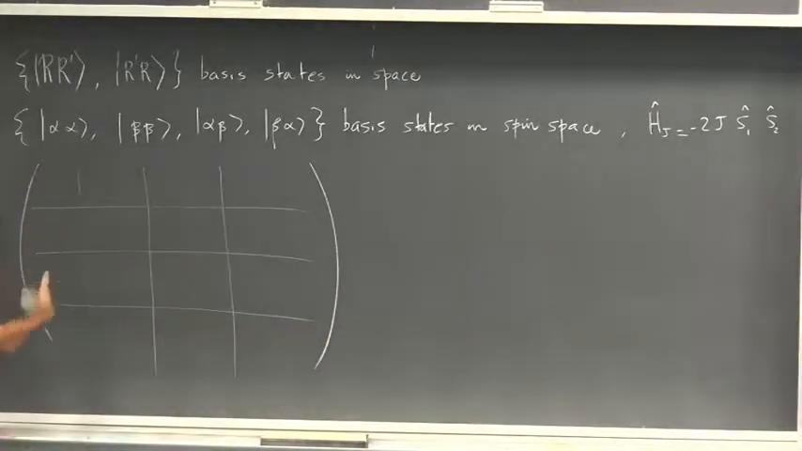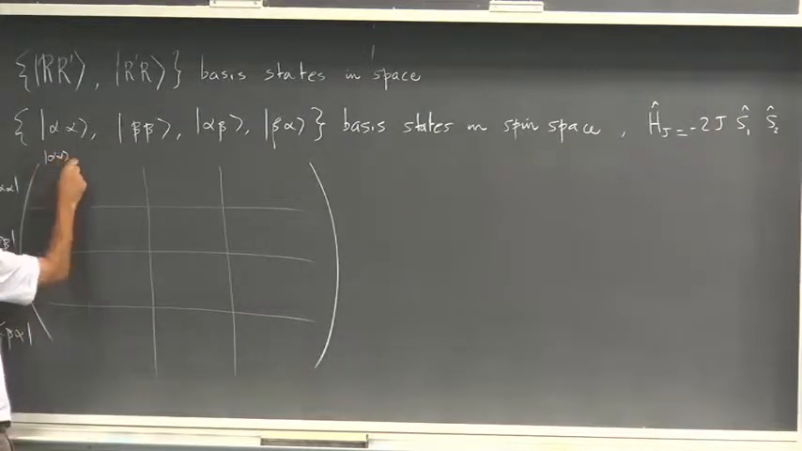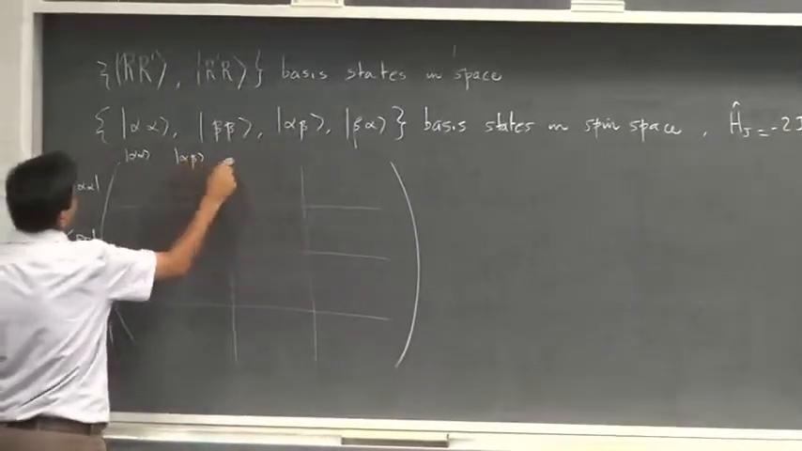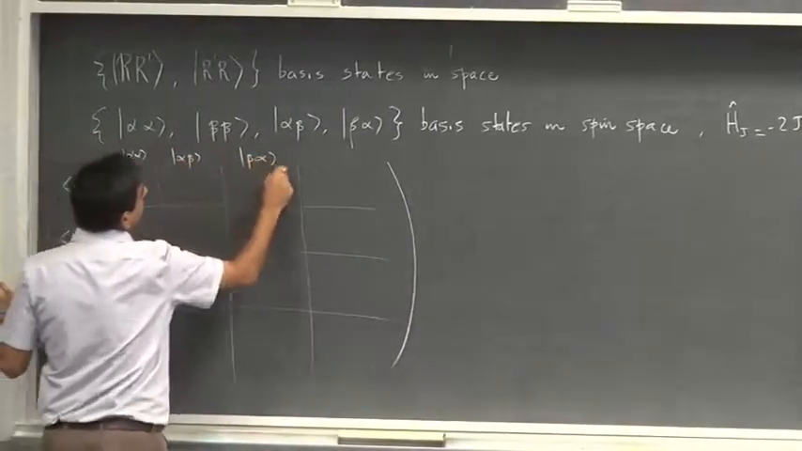So I have to order my rows and columns. I order them in this fashion. For the rows: alpha alpha, beta beta, alpha beta, beta alpha. For the columns: alpha alpha, alpha beta, beta alpha, beta beta.